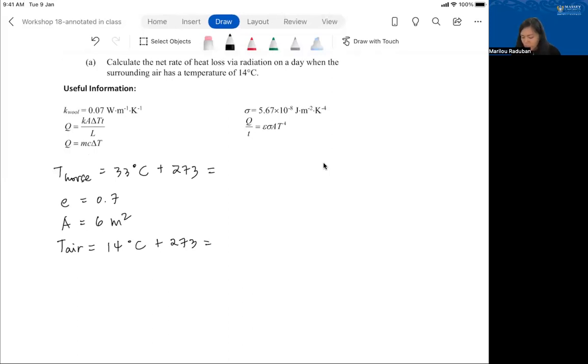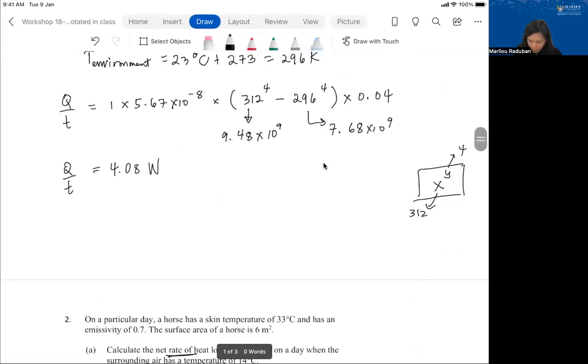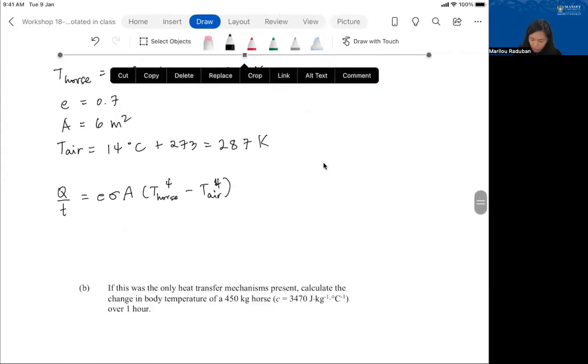It's really important that you do that for radiation questions. So 33 plus 273 gives you 306 Kelvin. 273 plus 14 gives you 287 Kelvin. Okay, and then heat transfer rate, again, it's rate. So that's Q divided by time, and it's by radiation. So you have E sigma times A times temperature of the horse raised to the power 4 minus temperature of the air, the environment, raised to the power of 4. So that's the equation there.